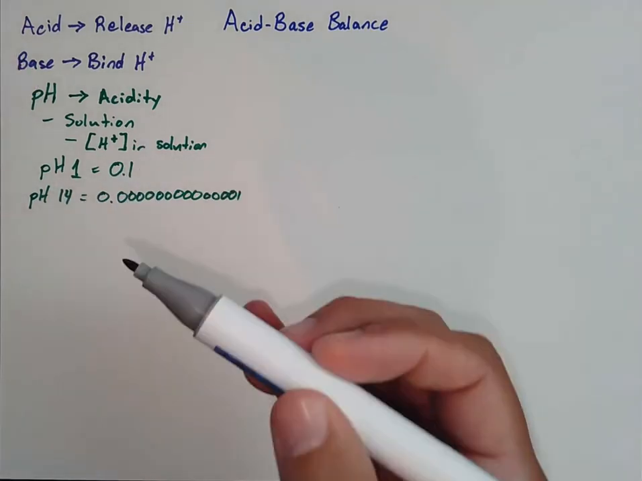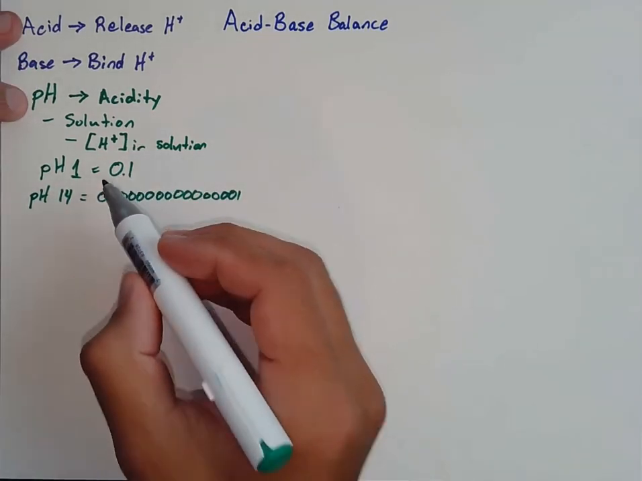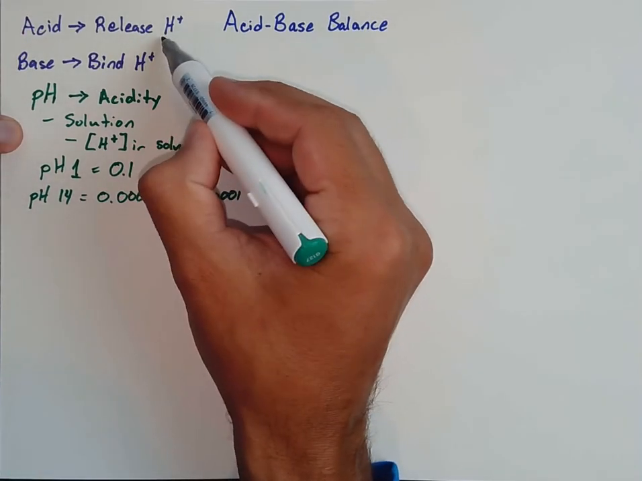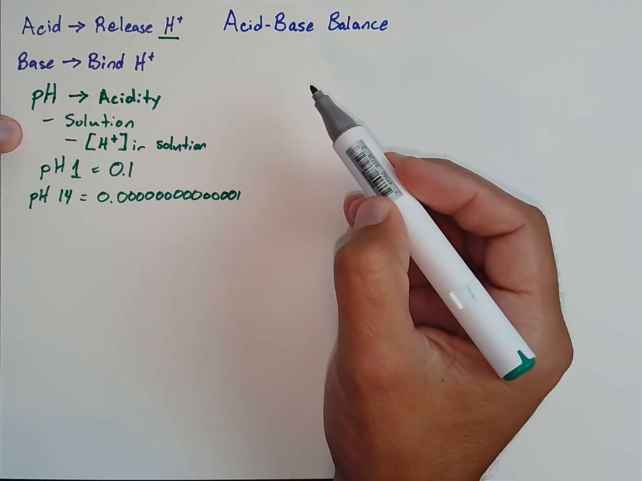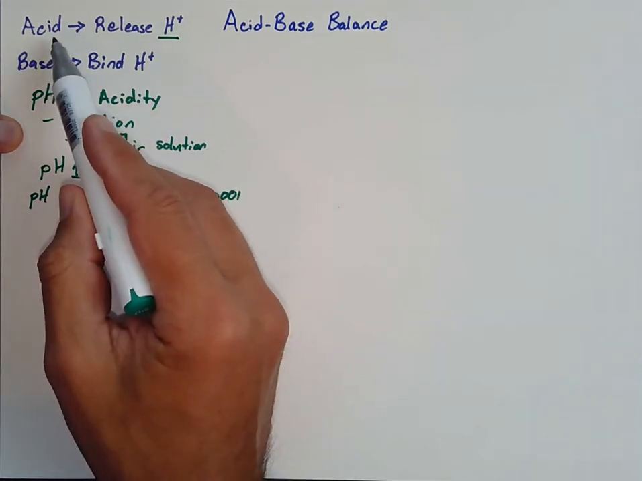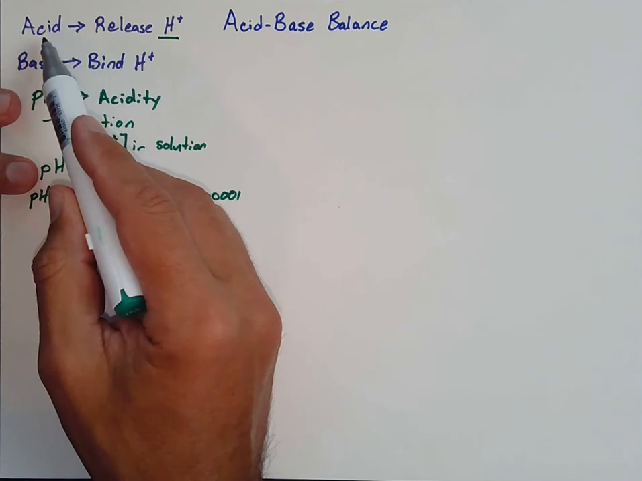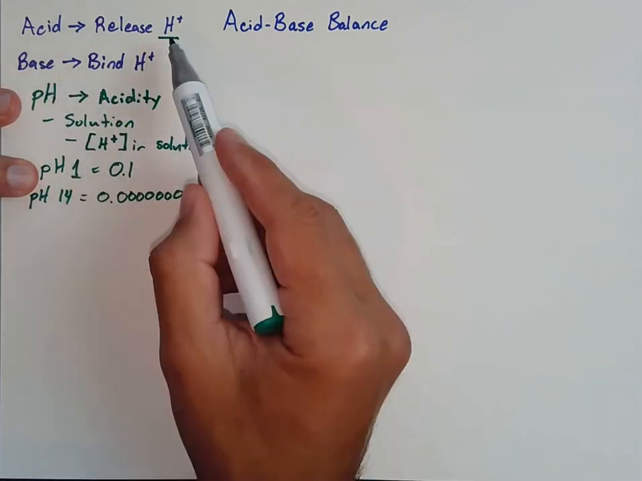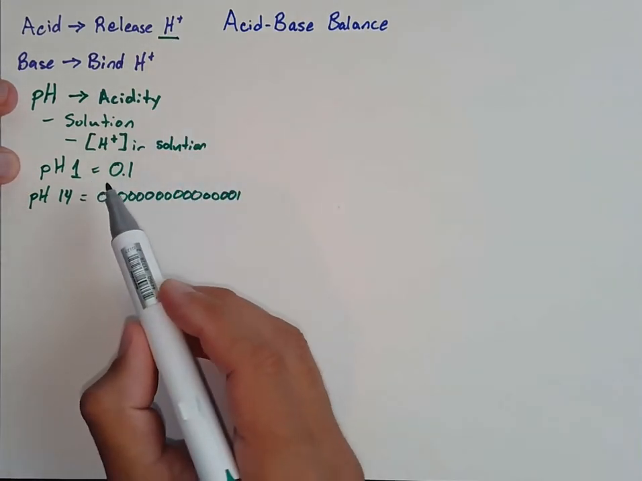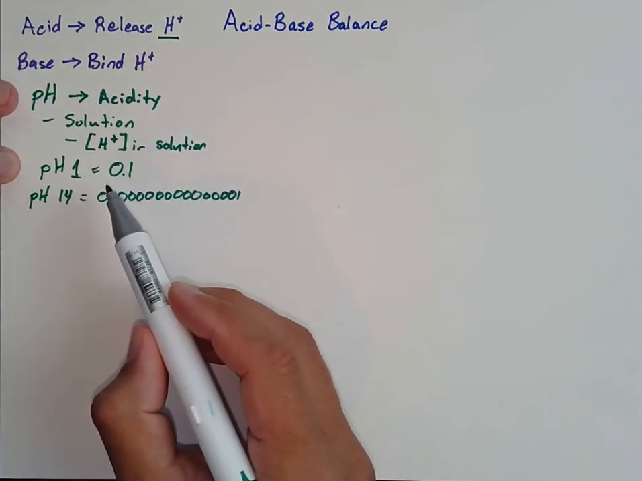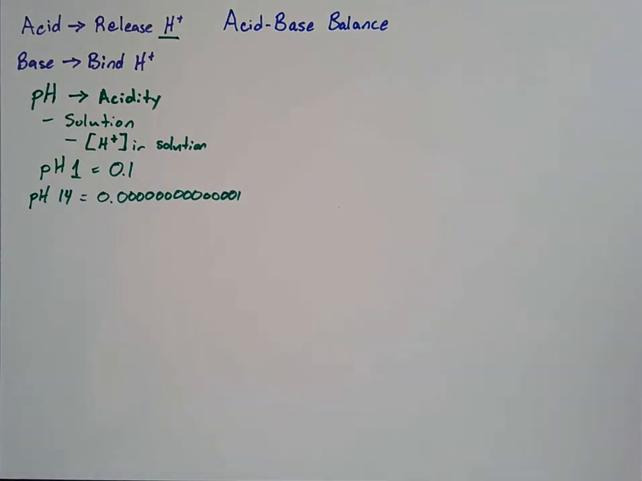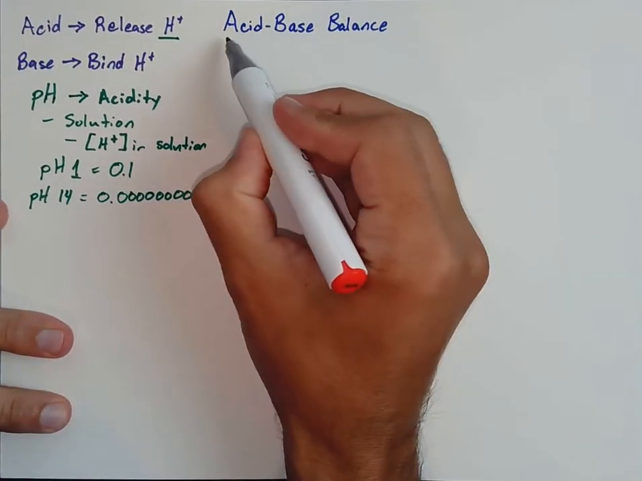So that's what acidity is all about: what is the concentration of hydrogens in the solution? Not what is the concentration of acid, because acids don't have to release those hydrogens. It's only once the acid releases the hydrogen that it affects the pH of that solution. Okay, awesome. I hope that was helpful in terms of review for acids, bases, and pH.